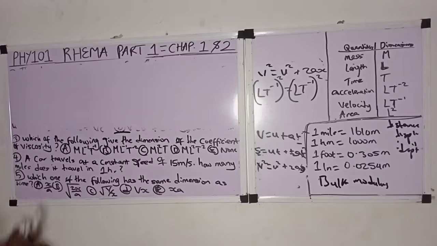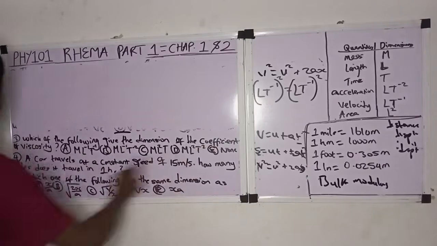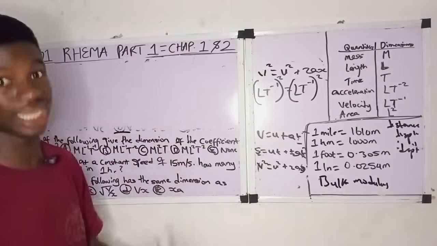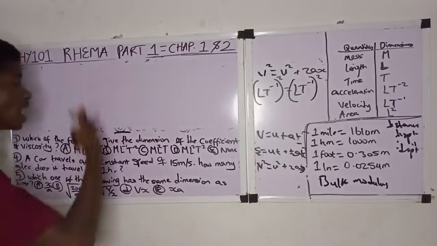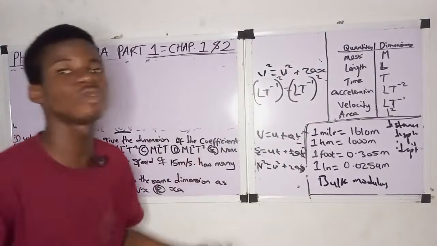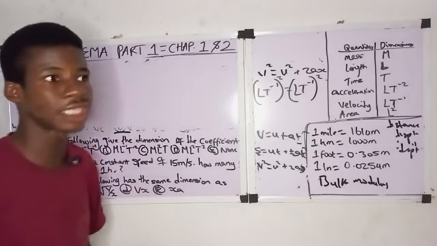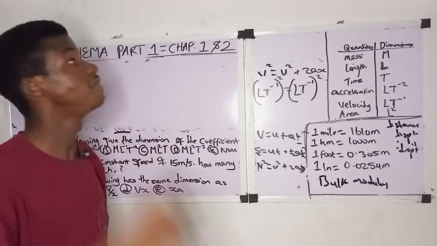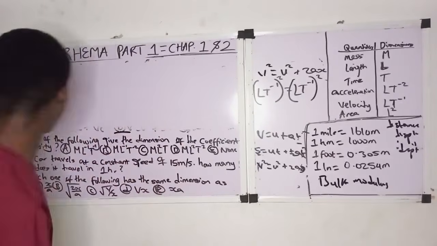Let's continue. Which of the following gives the dimension of the coefficient of viscosity? So they're asking us to look for the dimension of viscosity. These are exam-based questions. Now remember, the very first thing I told you is that to look for the dimension of a particular quantity, the first thing you need to know is the formula of that quantity, right? We are looking for what?